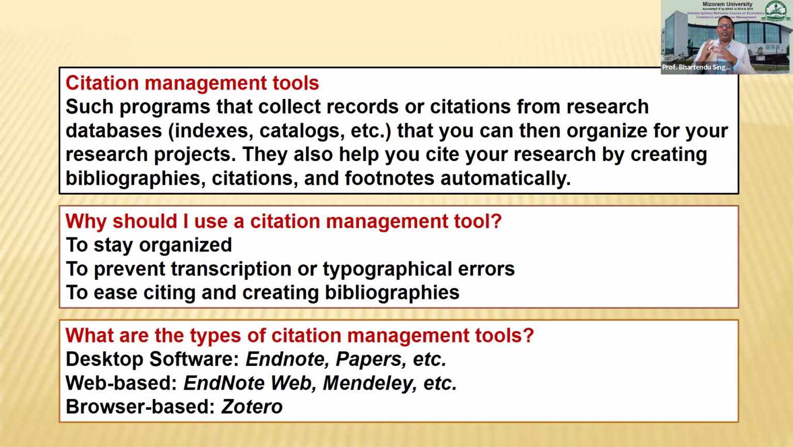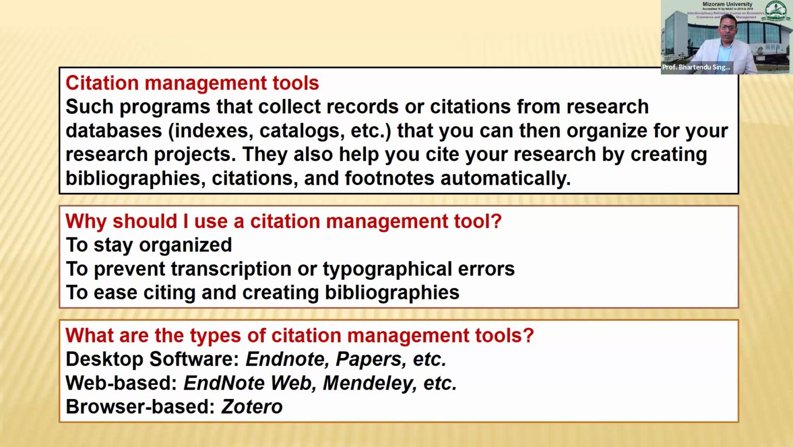Web-based is everything on the internet, so you can access it from anywhere. The problem with desktop software is you can manage it only with your own computer. If you are using someone else's computer, you cannot use this citation. So web-based is better because wherever you log in, you can use it. Under web-based, EndNote Web and Mendeley are very popular applications. And then comes browser-based software, which is based on the browser, but also needs some installation on your system.